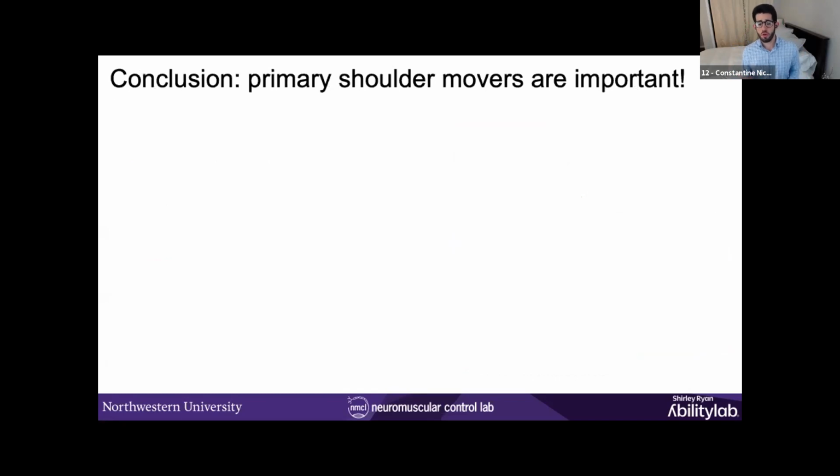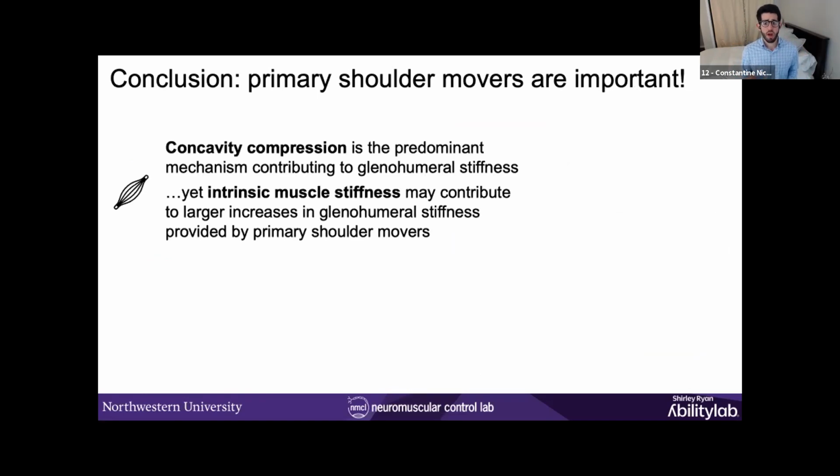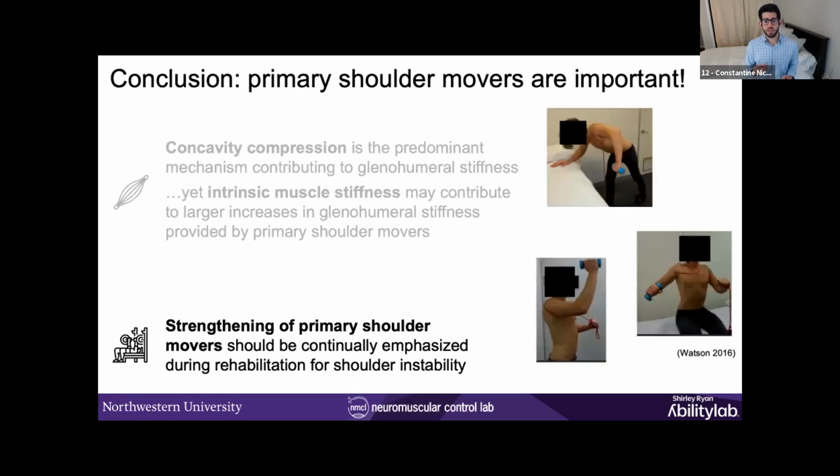So in conclusion, primary shoulder movers may be important to increasing glenohumeral stiffness and helping protect against shoulder instability. Concavity compression is the predominant glenohumeral stabilizing mechanism, but primary shoulder movers potentially leverage their intrinsic muscle stiffness to produce larger active increases in glenohumeral stiffness. And finally, the strengthening of primary shoulder movers should be continually emphasized during rehabilitation for shoulder instability, given their potential stabilizing capacity. Thank you.